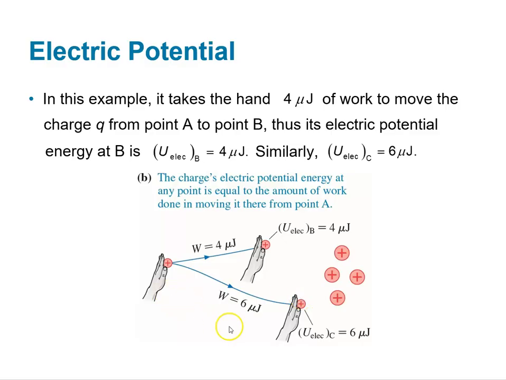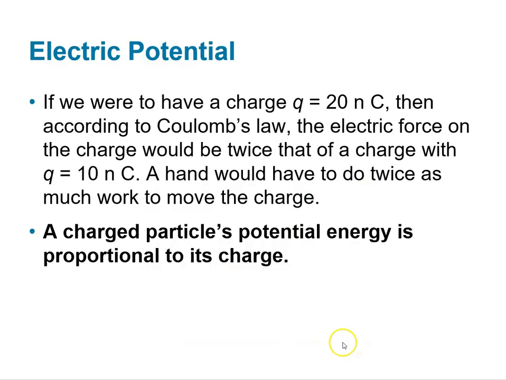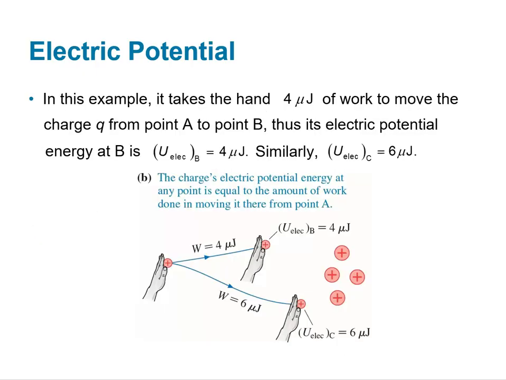And so that would be the amount of work done on the object. And so we would say it would have a potential energy at point B of 4 microjoules and a potential energy at point C of 6 microjoules. Now, if you were to change the charge to 20 nanocoulombs, so it was 10, now we're doubling the charge.